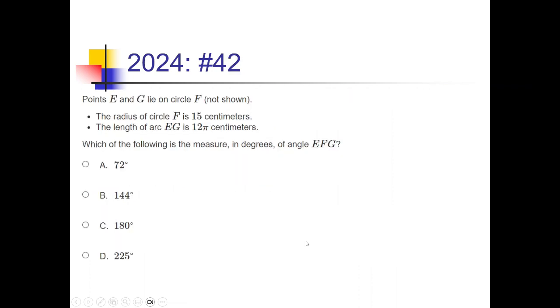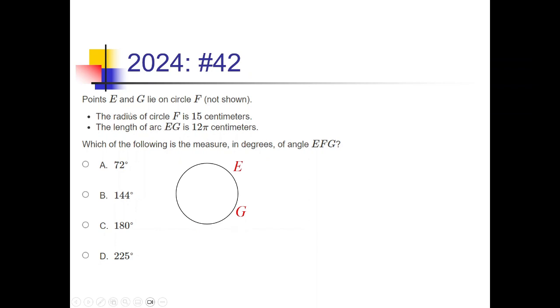So we finally made it to question 42, the last question on the calculator part of the 2024 MCAS. We've got points E and G lying on a circle F. They didn't show it, but I'm going to draw it. So here's circle F, and we've got E and G on there. There's E, there's G, okay.